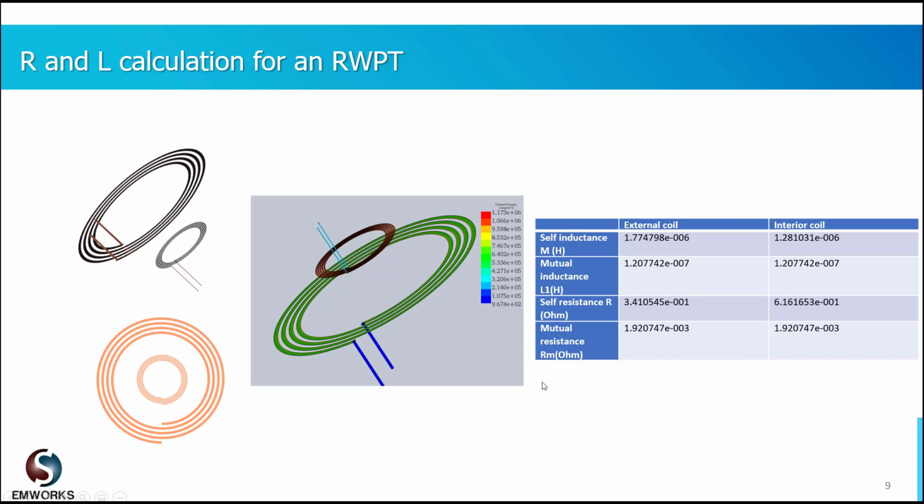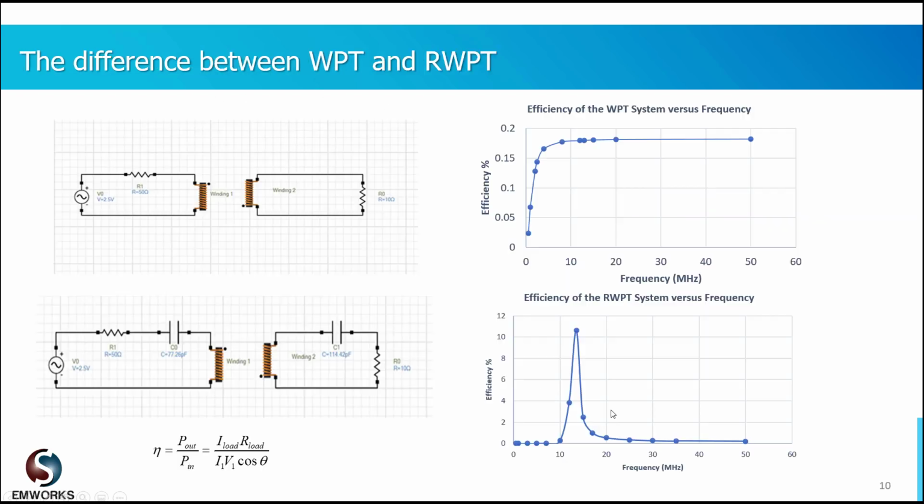Using the built-in circuit simulator and using the formula for the efficiency, the efficiency for a wireless power transfer stagnates at 0.17%, while the efficiency for a resonant wireless power transfer reaches 11% at the resonant frequency. The maximum of the input and output power takes place at the resonant frequency.